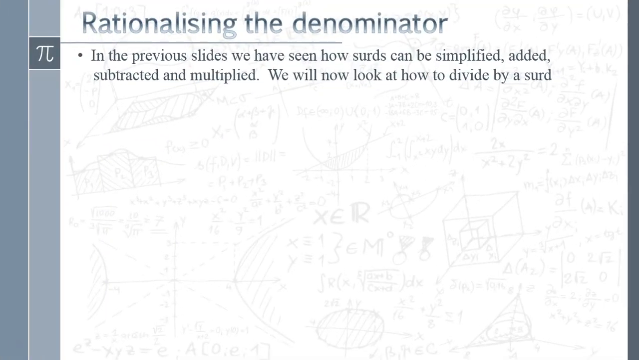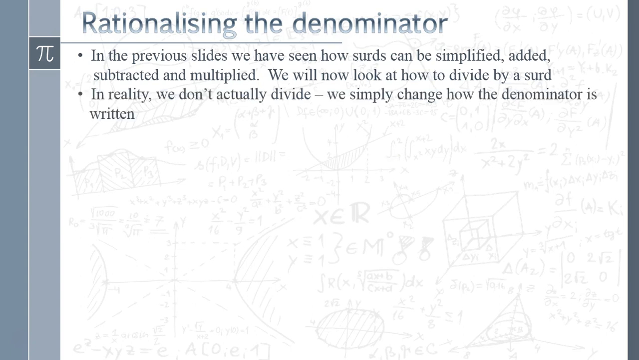Previously we looked at addition, multiplication, division and subtraction, but the divisions we did were fairly straightforward. So what we're going to look at now is more complex divisions using surds. And the reality is we're not actually physically going to do a divide. What we're going to do is just manipulate the denominator of a fraction to get around that whole issue of division, which is a technique that happens with division in a range of different circumstances.